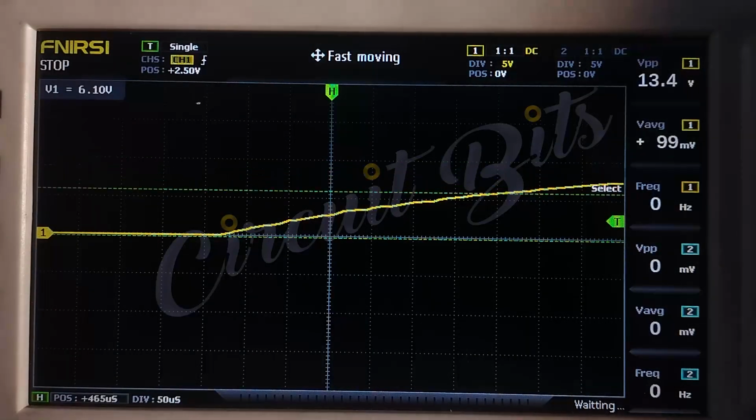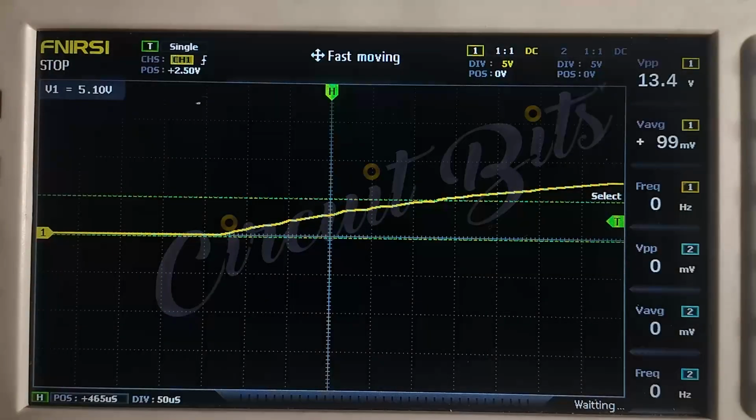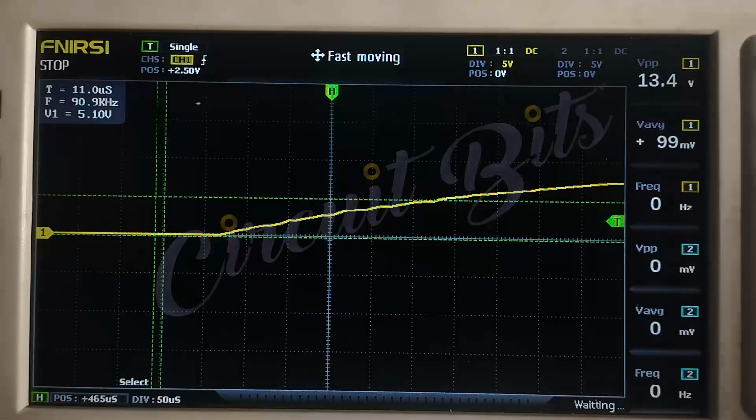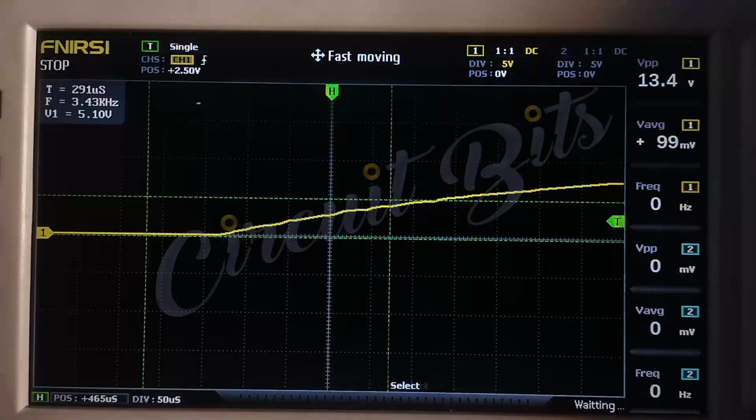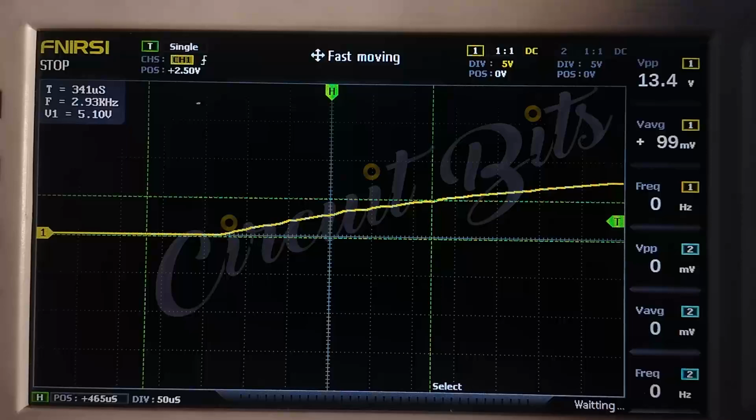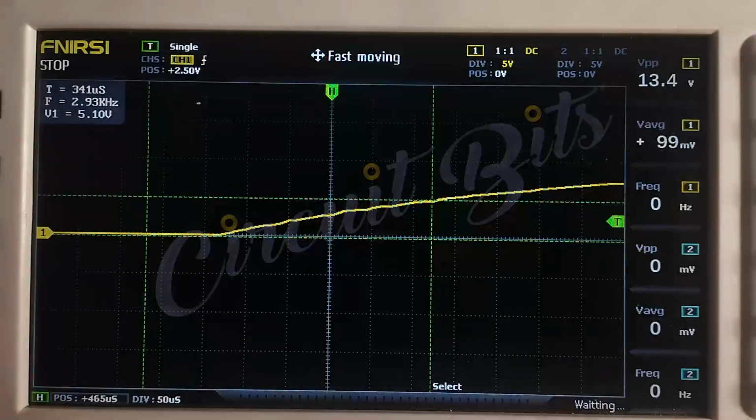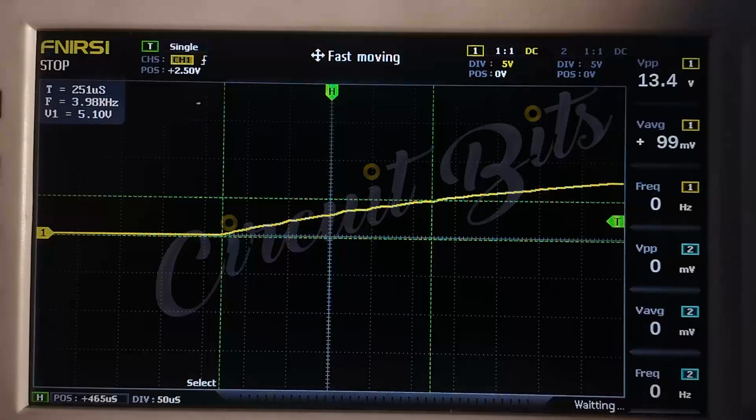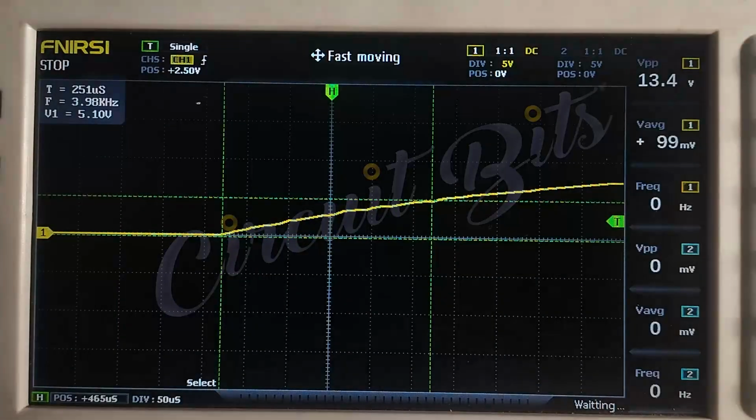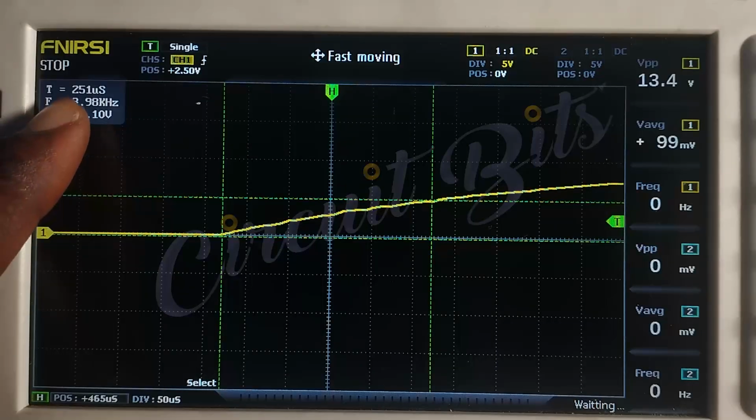Of course this one is at the 5 volts mark. That's our vertical. Then our first horizontal line should come there. I think about this point is where we're at 5 volts. Okay, and then the next one should be, that's our starting point. If we look at this part of the screen, we'll see we have 251 microseconds.